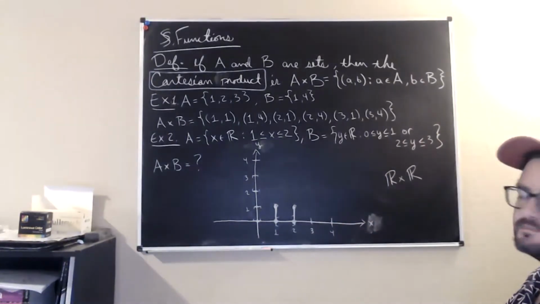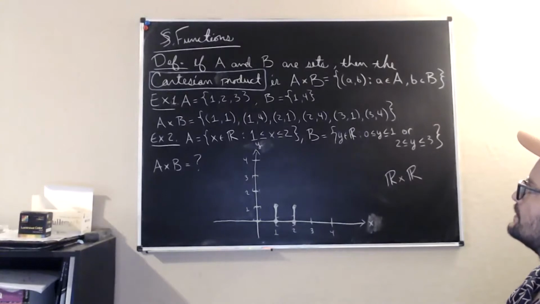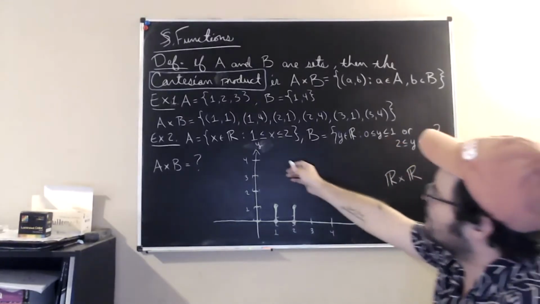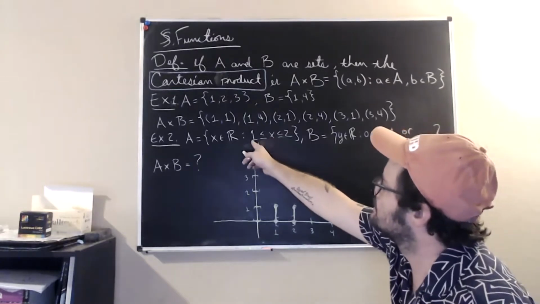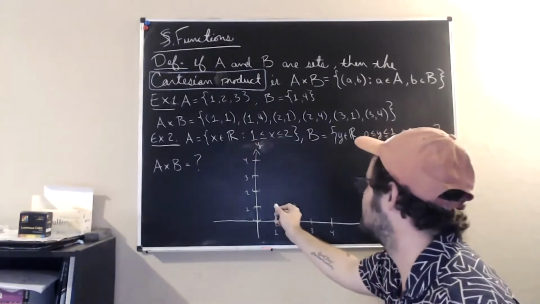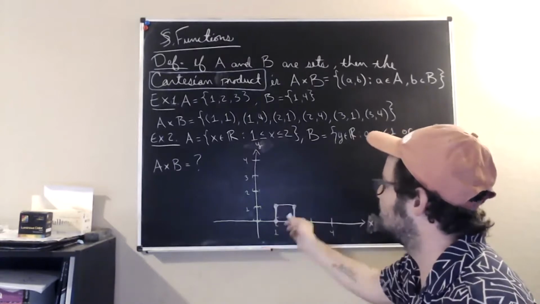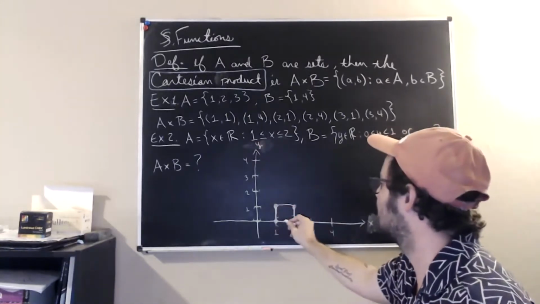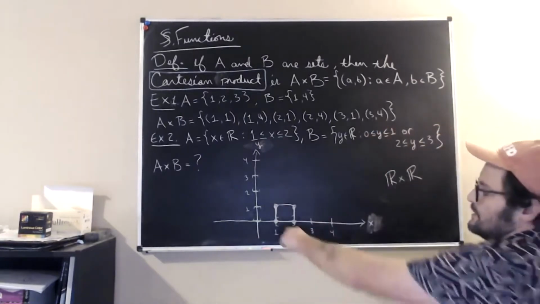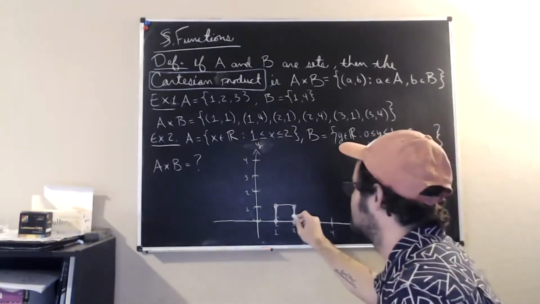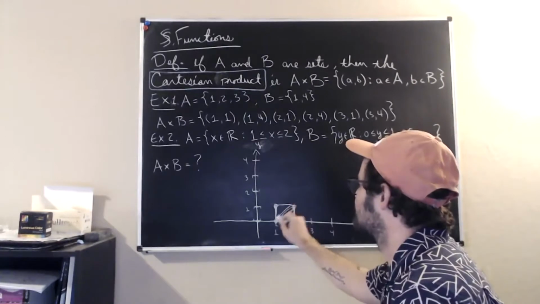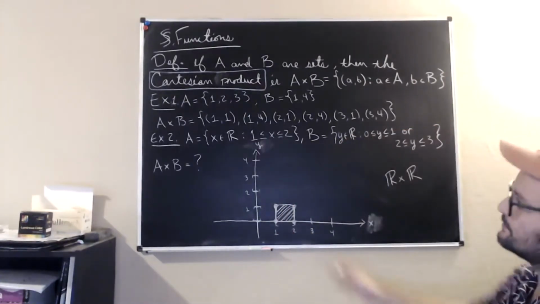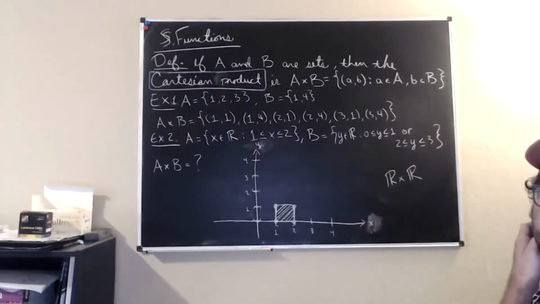Right? But then you can do the same thing. You can fix y to be 1 and then take every x between 1 and 2, and you get that. And then do the same thing if you fix y at 0 and take every x in between there, you get that. And you can do that all the way across. So that's one piece of the Cartesian product of that set A and that set B.